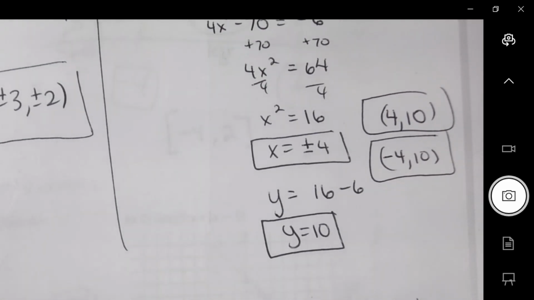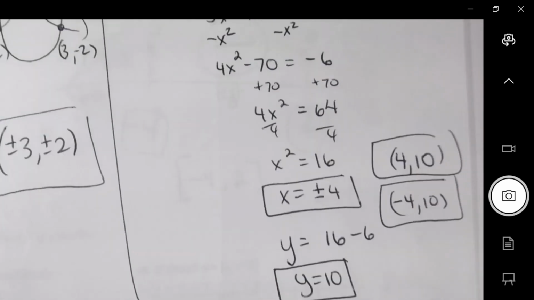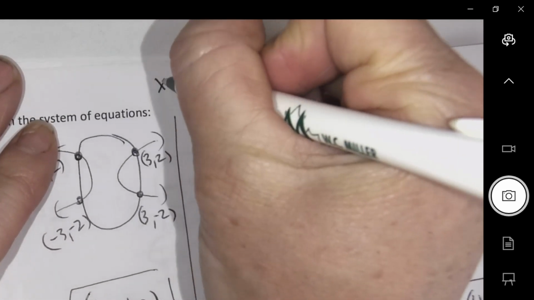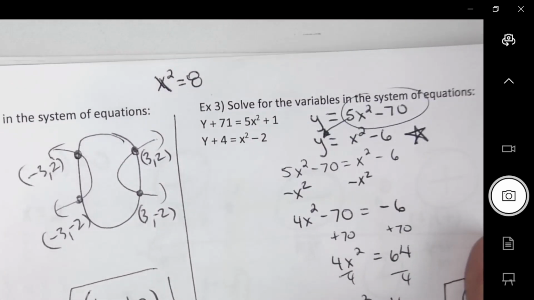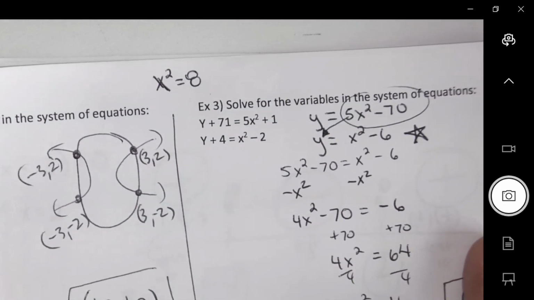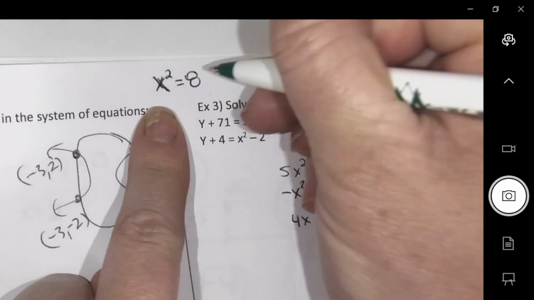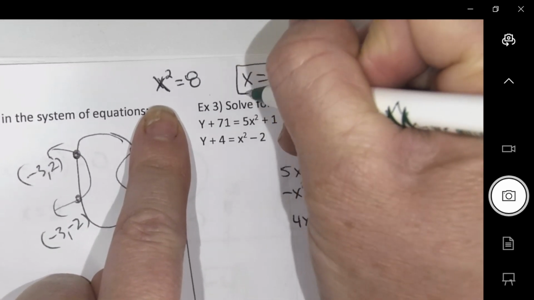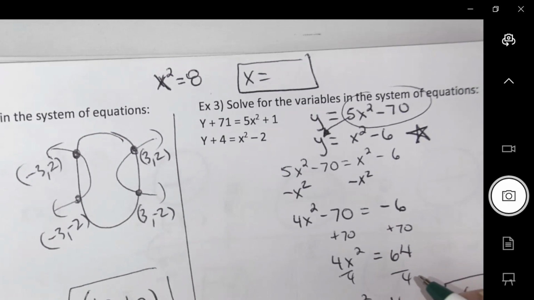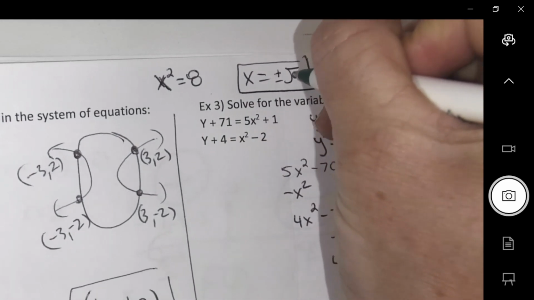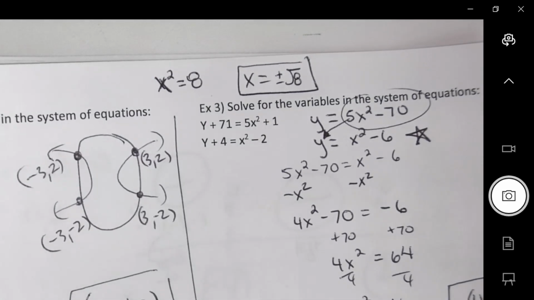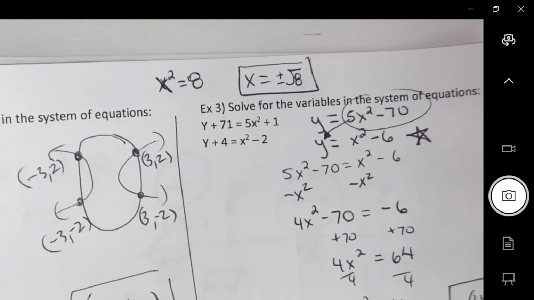What if you got something like this on a question? What would I do for this answer? What would you do? Because 8 doesn't square root. So just leave it like that. Okay, but plus minus, but I don't really want a decimal answer, so just leave it like that.